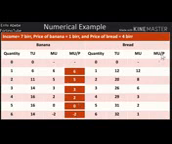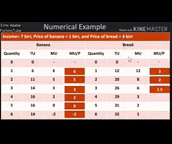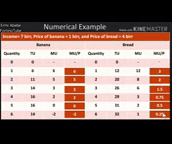To calculate marginal utility per price of bread, we divide marginal utility by the price of bread, which is 4. So 12 divided by 4 is 3. 8 divided by 4 is 2. 6 divided by 4 is 1.5. Then 3 divided by 4 is 0.75, 2 divided by 4 is 0.5, and 1 divided by 4 is 0.25.